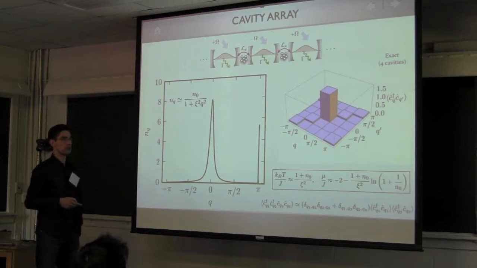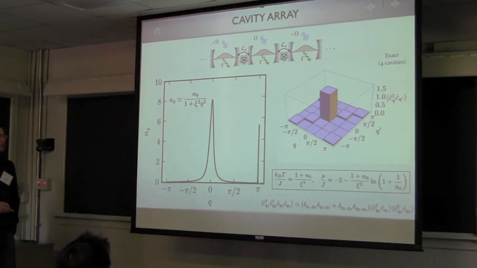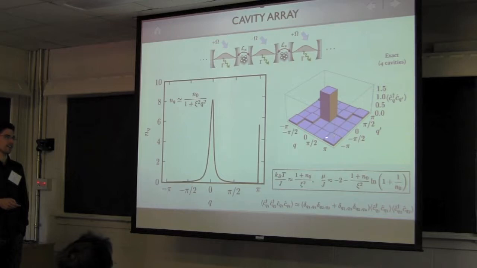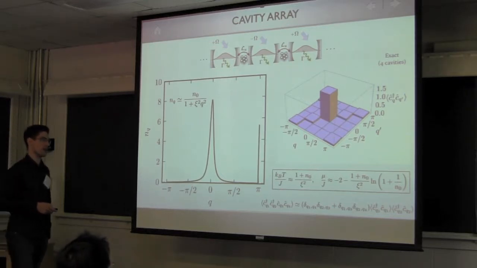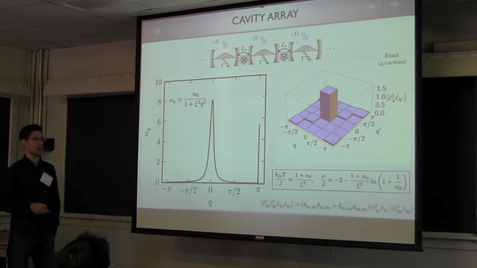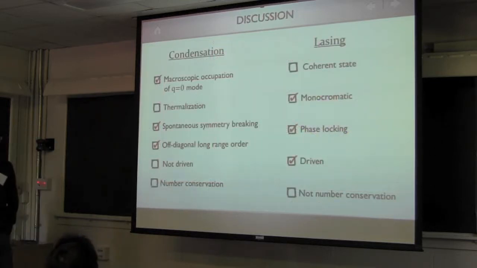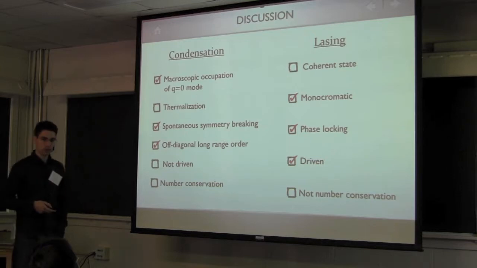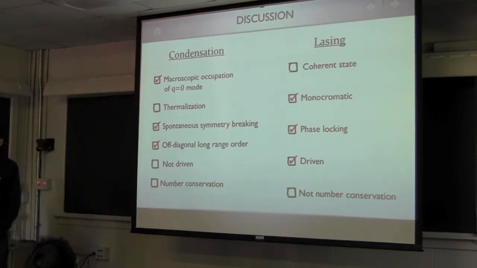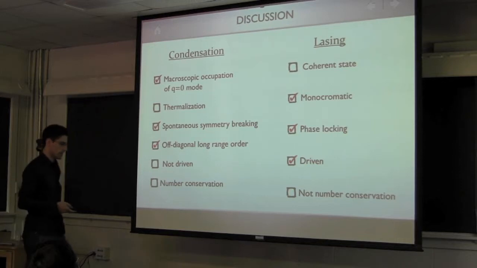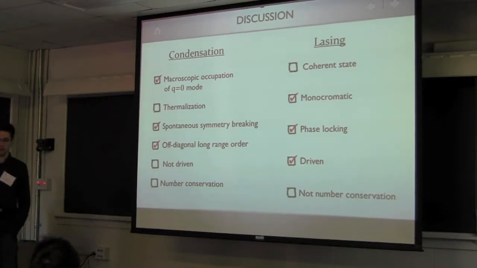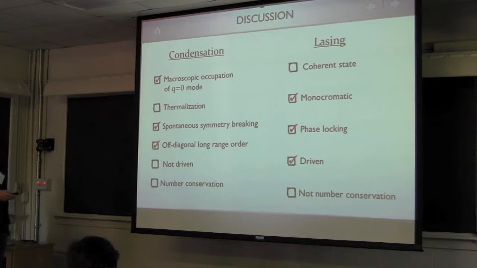We have also solved this problem numerically, which we could do up to four cavities. And this is the result here, and it's the characteristic zero momentum peak of a Bose-Einstein condensate. This allows us to claim that this resembles a BEC of photons. So one can speculate what we actually have in this system, the physics of a laser or of a BEC. I can tell you that we have similarities and dissimilarities with both.